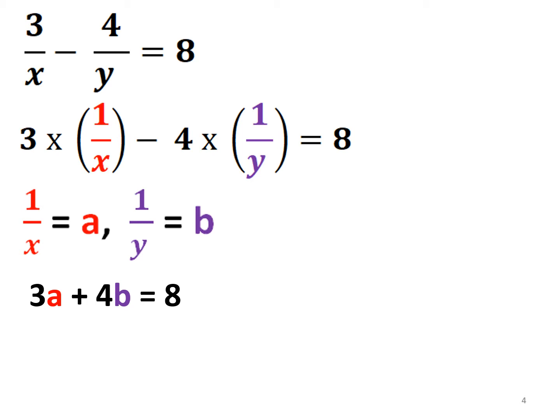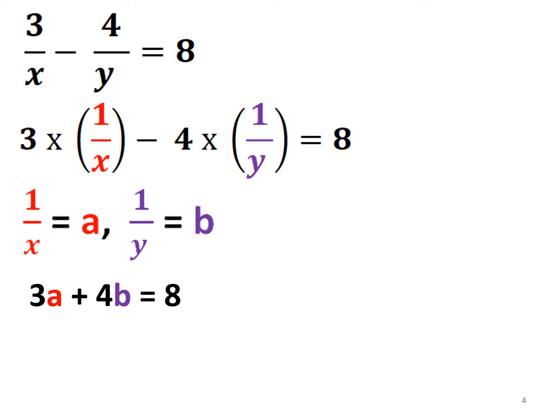If I compare this equation with my general equation, it is almost similar. The general equation to recollect is nothing but ax plus by is equal to c. So this equation is similar to my general equation. So I can say that this is a linear equation in two variables.